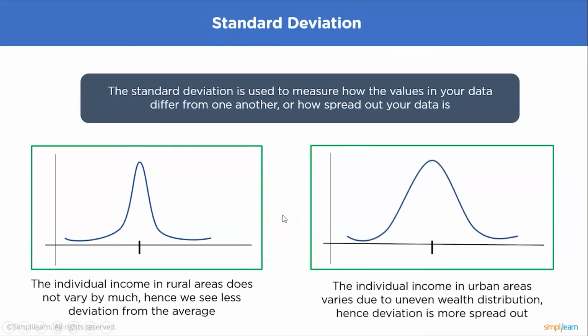However, in urban areas, the wealth distribution is very uneven. Some people can have very high incomes and can be earning a lot, while other people can have very low incomes. Furthermore, the data distribution between these two income points is going to be more spread out because there are a lot more people living there who work in various fields and who have various incomes. Because of this, our standard deviation is more spread out and our bell curve will also have a wider peak.